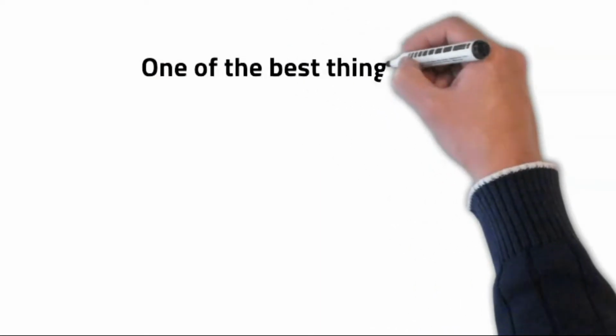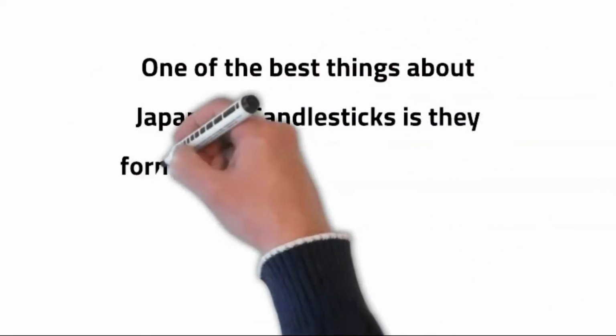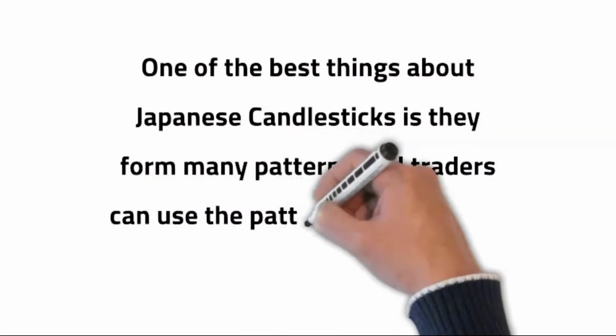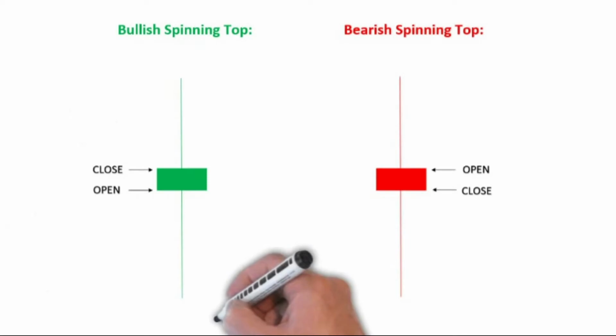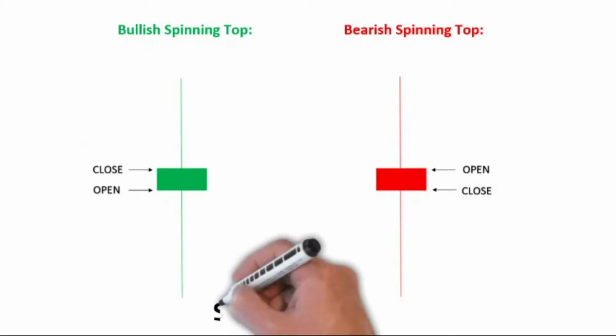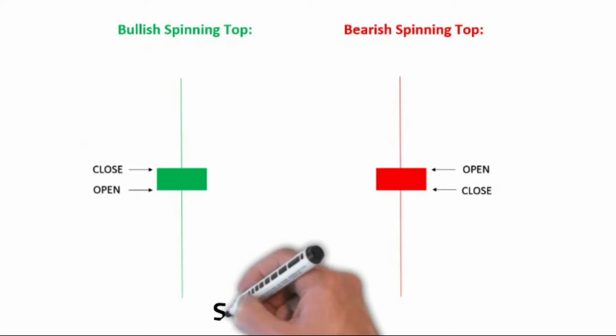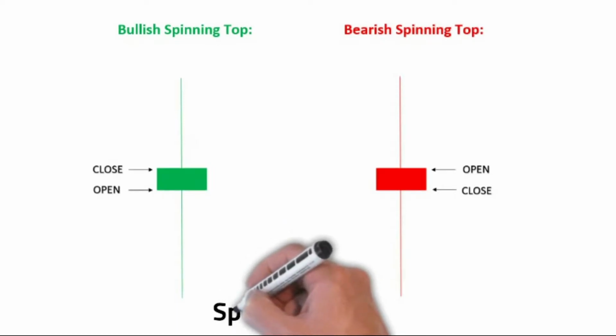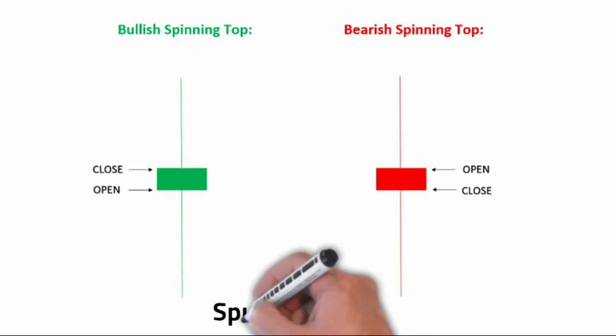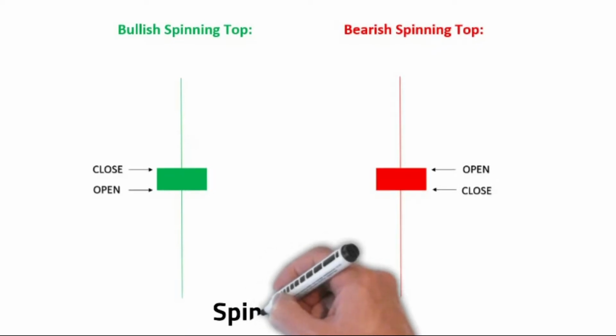One of the best things about Japanese candlesticks is they form many patterns, and traders can use the pattern recognition to form trading ideas. The first pattern we will look at is spinning tops. Japanese candlesticks with a long upper shadow, long lower shadow, and small real bodies are called spinning tops. The color of the real body is not very important.